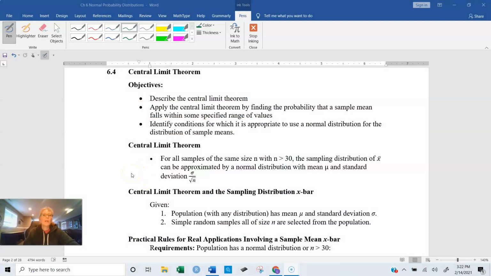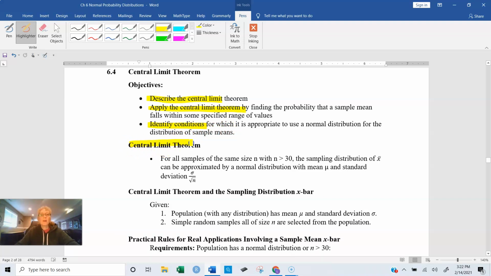All right, so the goals here: we want to describe the central limit theorem, like what it does. We want to apply the central limit theorem by finding the probability and the sample mean, and identify the conditions that are appropriate so we can use this central limit theorem.